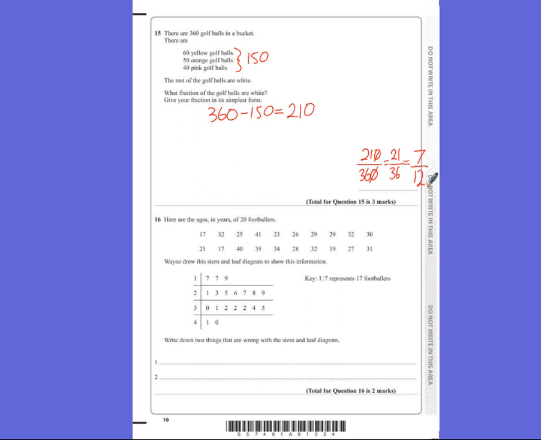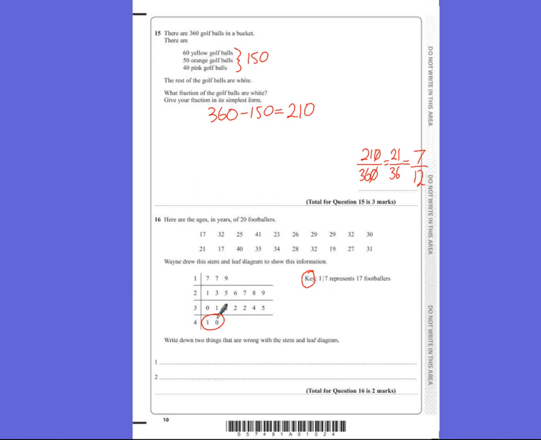So the really important thing with the stem and leaf diagram is, 1, it has a key, which it does have, but we're going to check that in a second. And 2, all the numbers are evenly spaced and in order. So we need to make sure, 1, we've got all the numbers in there, 2, they're all in order, and 3, we've got a correct key.